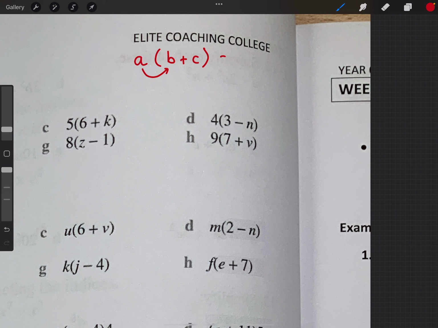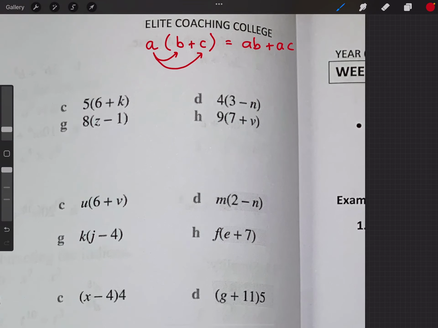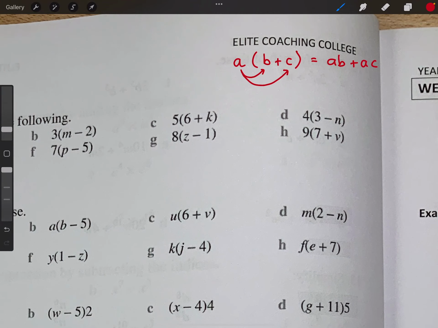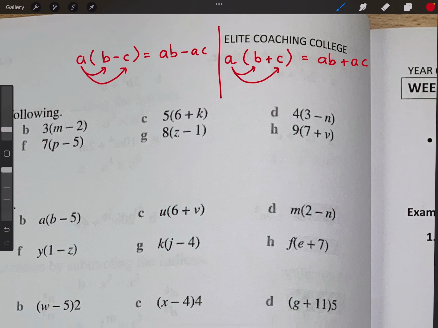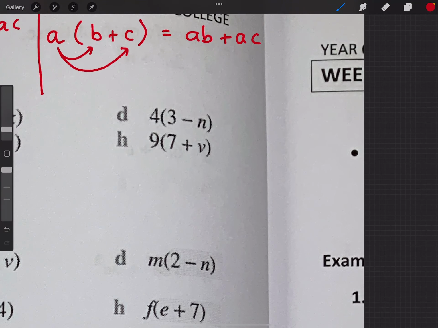So this will be a times b. We multiply, so ab. And then we multiply into the other one, so that'll be a times c, so that's plus ac. Now, if it was a negative, let's say we had a times b minus c, well, we multiply in as well, so this will be ab, and then a times minus c, that's minus ac. Okay, so let's use those and expand this one.